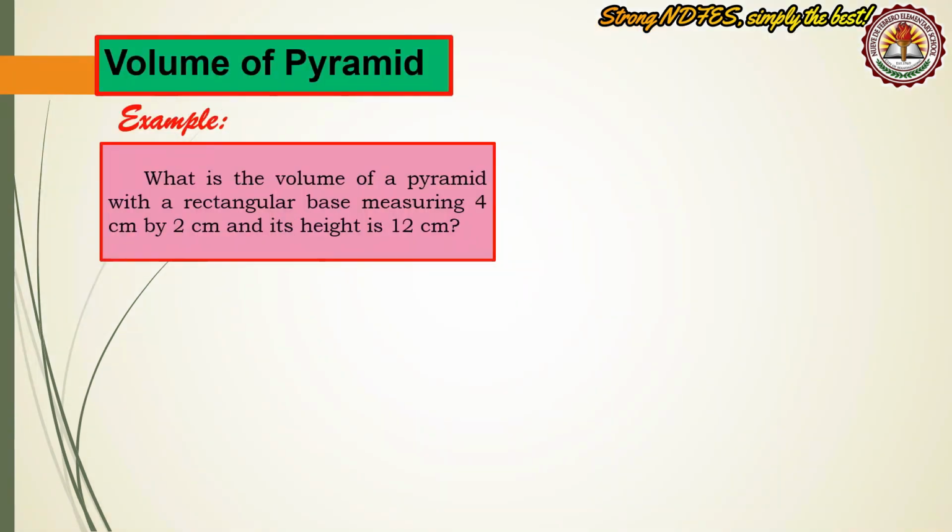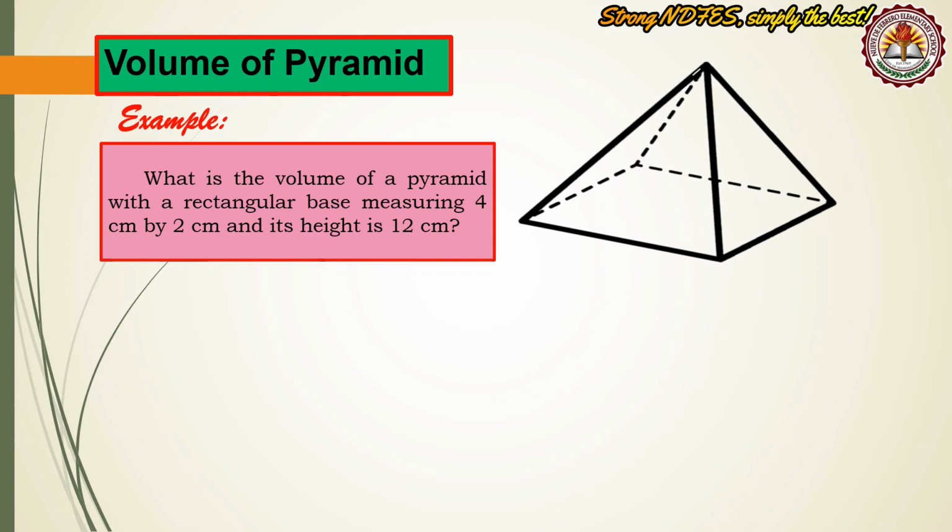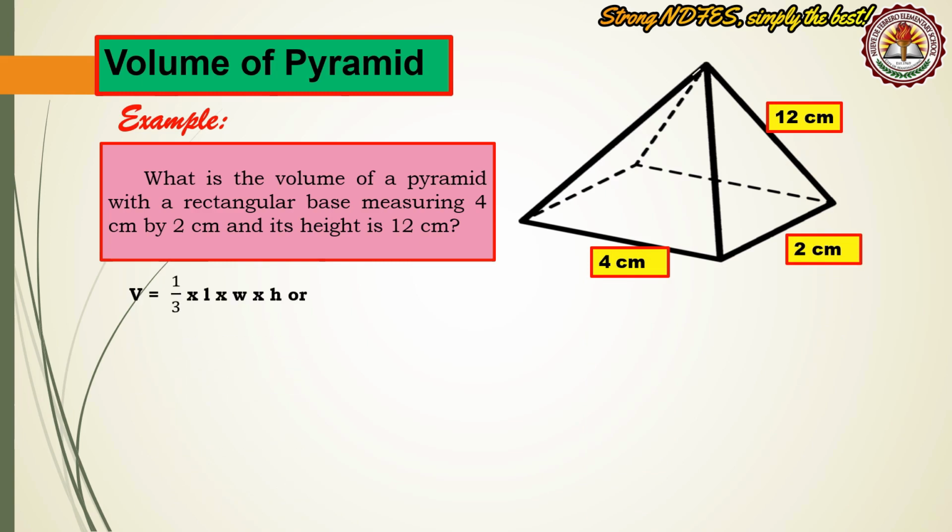Now, let us have this example. What is the volume of a pyramid with a rectangular base measuring 4 centimeters by 2 centimeters and its height is 12 centimeters? Let us have the formula, which is volume is equal to 1/3 times length times width times height. Or volume is equal to area of the base times height divided by 3.